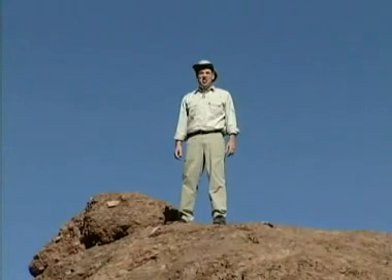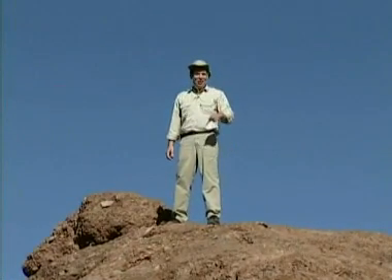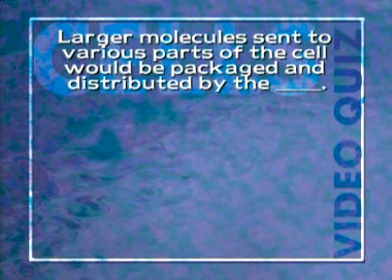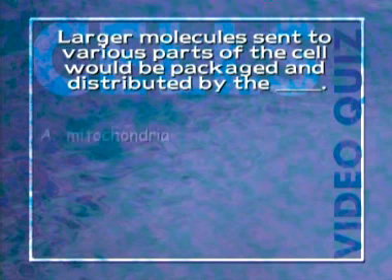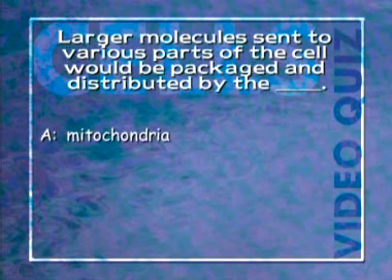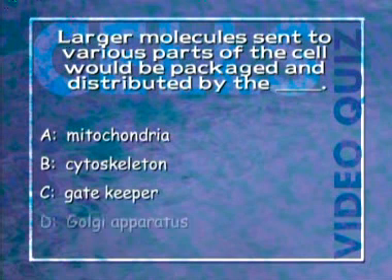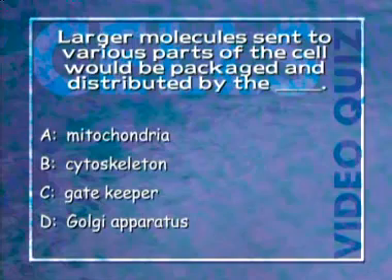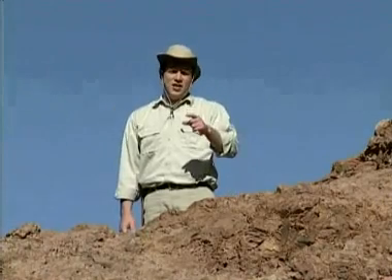This next question is so rare. Check it out. Question 14. Larger molecules sent to various parts of the cell would be packaged and distributed by the A. Mitochondria, B. Cytoskeleton, C. Gatekeeper, or D. Golgi apparatus. Did you listen carefully? These questions could be somewhat shifty. Write down your answers, and I'll see you later.